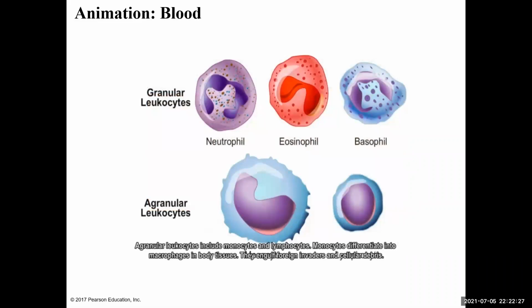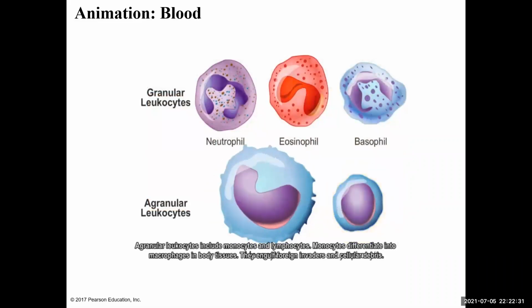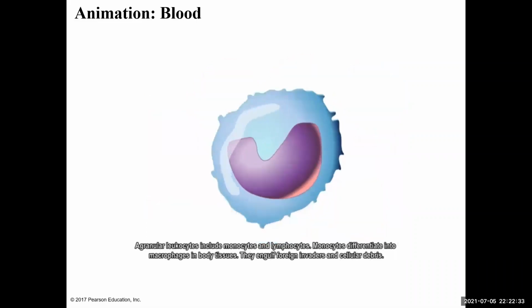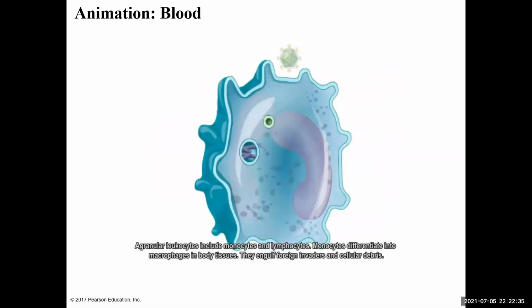Agranular leukocytes include monocytes and lymphocytes. Monocytes differentiate into macrophages in body tissues. They engulf foreign invaders and cellular debris. Monocytes also stimulate lymphocytes to fight chronic bacterial and viral infections such as tuberculosis and mononucleosis.